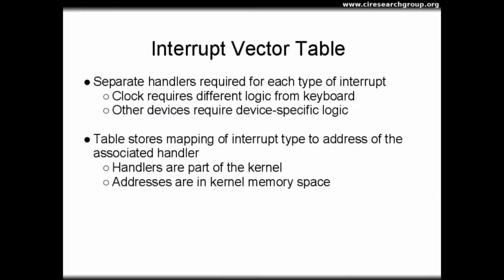We need a separate handler for each type of interrupt. The clock requires different logic from the keyboard, for example. Other devices, such as a webcam attached to your computer, need different logic in order to process messages from it. So we have different interrupt handlers for each of these different devices. The table simply stores the addresses of each handler. And in our monolithic kernel case, the handlers are actually part of the kernel and are mapped into kernel memory space.